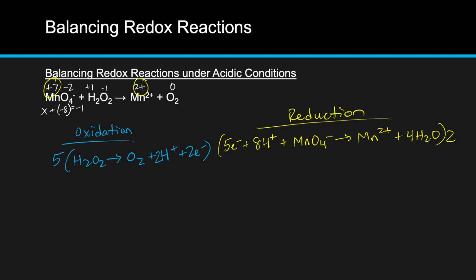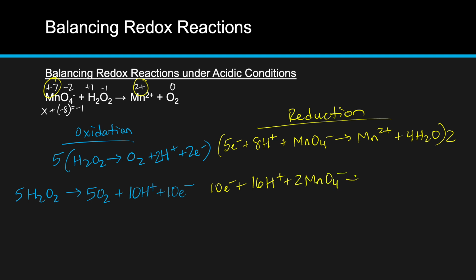So first let's do our oxidation. So we now have 5H2O2 react to form 5O2 plus 10H plus 10 electrons. And now let's do our reduction side. So 5 times 2 is 10 electrons plus 8 times 2 is 16 H plus 2 MnO4 minus. And then we have 2 Mn2 plus 8 waters.